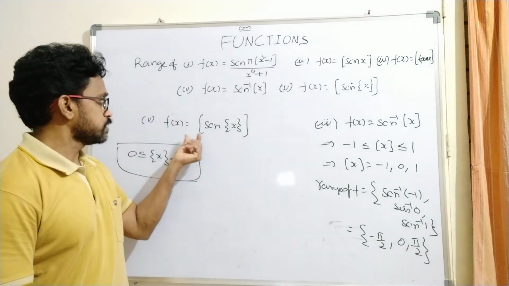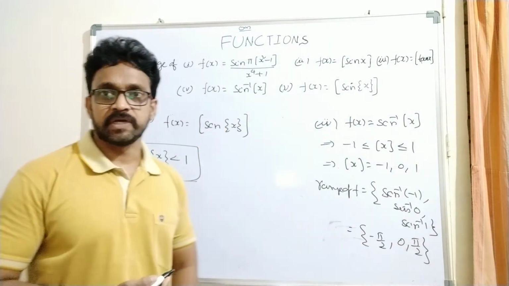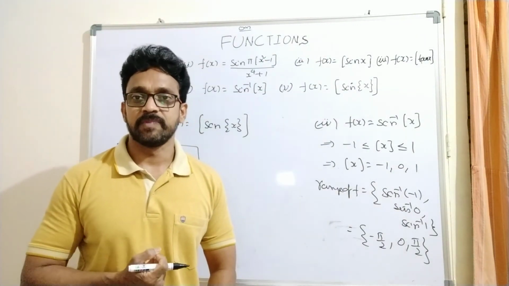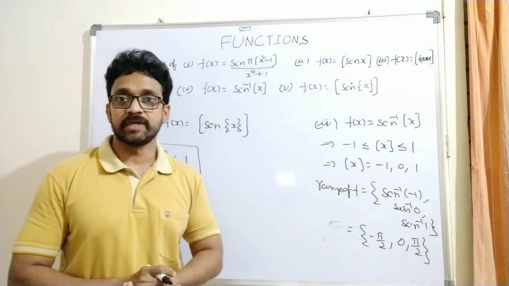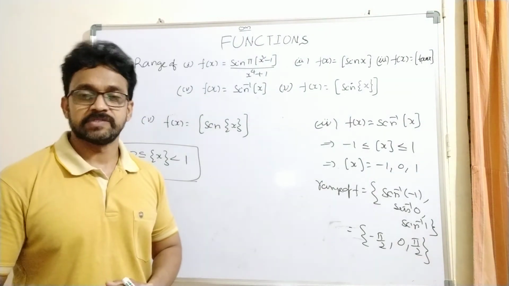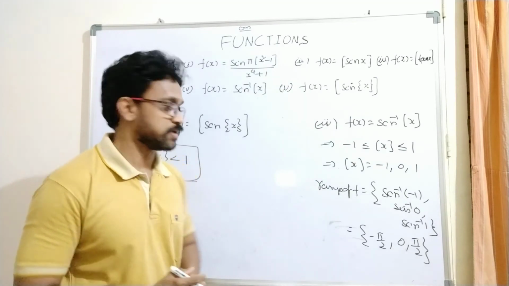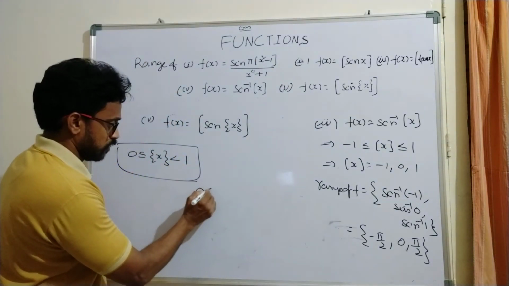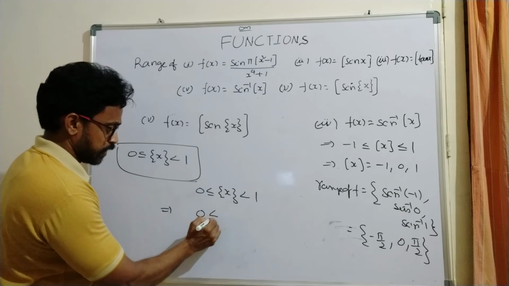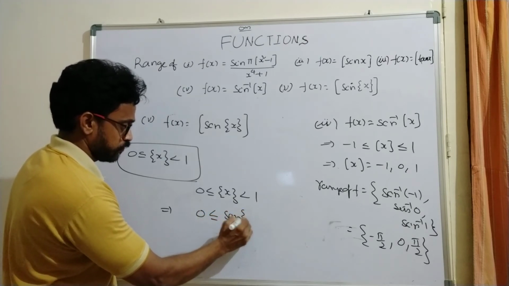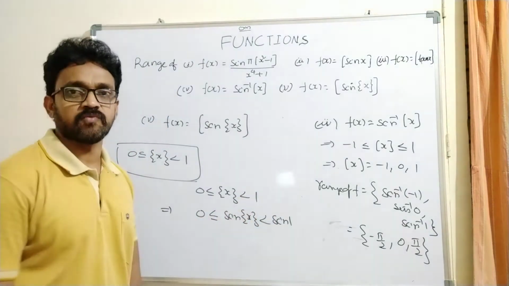Okay, now here we want the range of this function. What is the domain of sin x? Set of all real numbers. Of course, every real value exists for the fractional part of x. The domain of this function is the set of real numbers. Now, what about the range? Observe here. 0 less than or equal to {x} is less than 1, that implies 0 less than or equal to sin{x} is less than sin 1. Sin 1 means sin 1 radian.